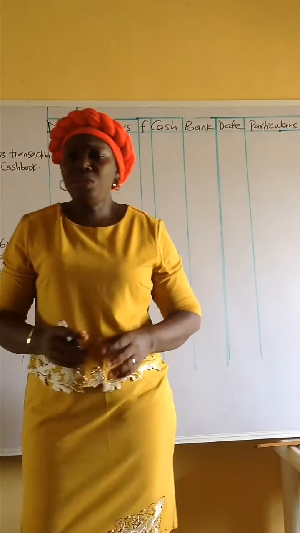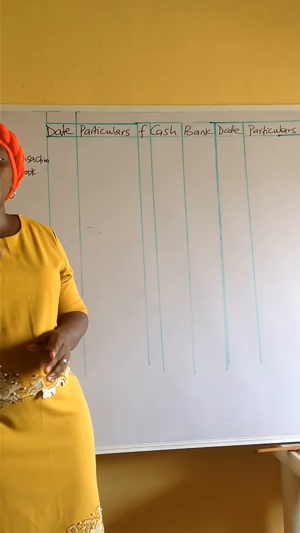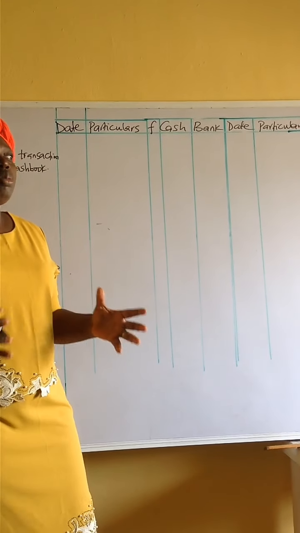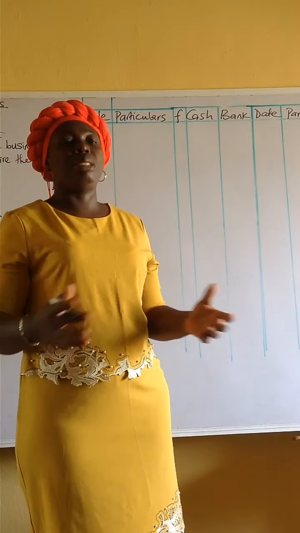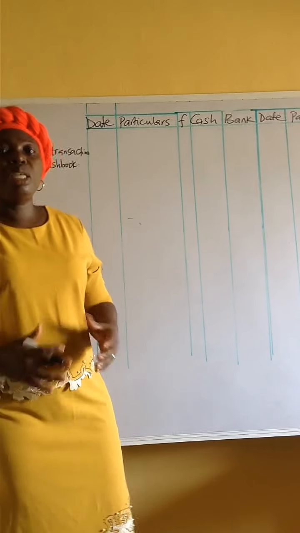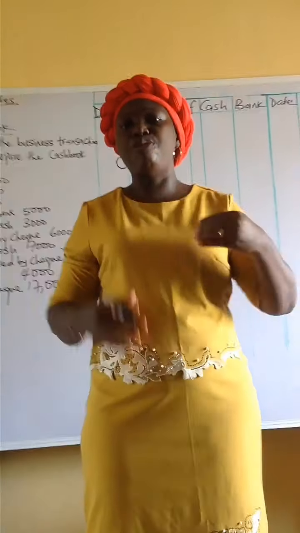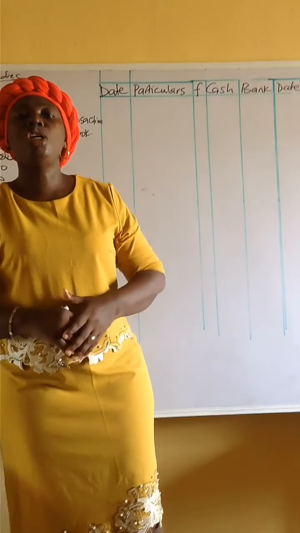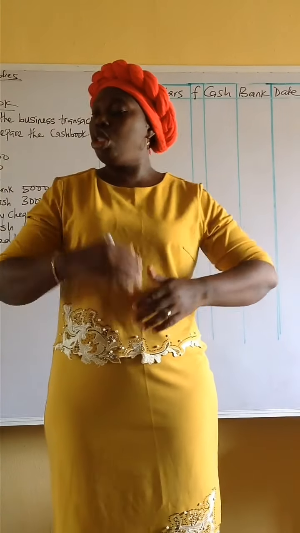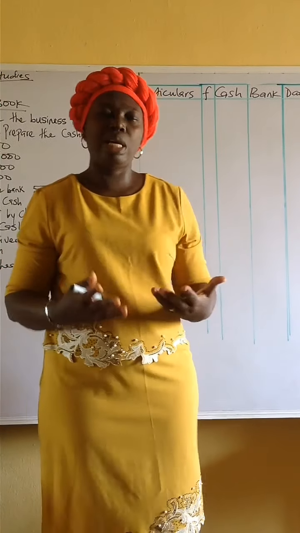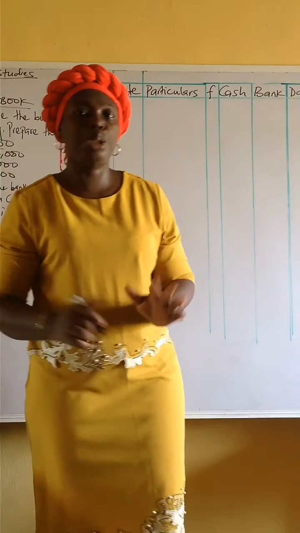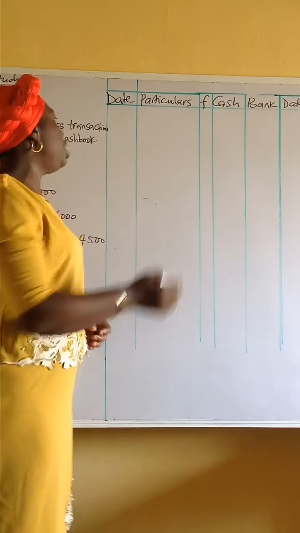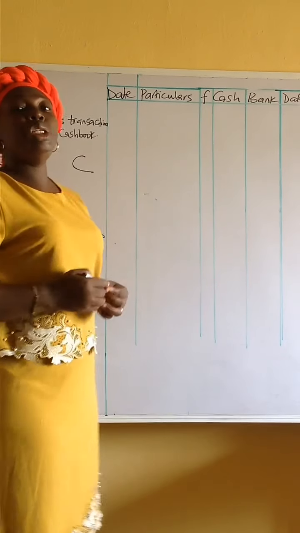Sometimes the business might record one transaction two times. One circumstance that might warrant that is this. If the business withdrew cash from the bank for office use, it is to be recorded twice. Such transactions that you need to record two times are known as contra entry. And when you are recording it in the folio column, you indicate by putting a C there to indicate a contra entry.